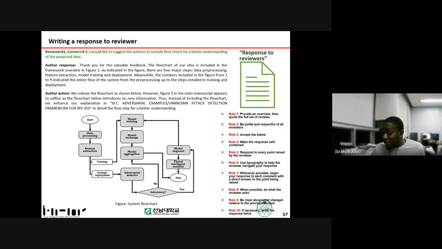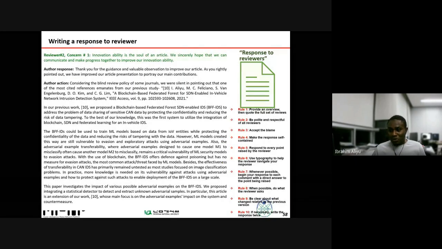So, if necessary, write the response twice. Why did they say this? If you check the link there, they said, when you write the first response, you may be angry because some reviewers might not be really friendly. They can say so many things that make you angry. So to make sure that you do not fight with him in your response, when you calm down, you should rewrite it again to remove any strong statements or so on.